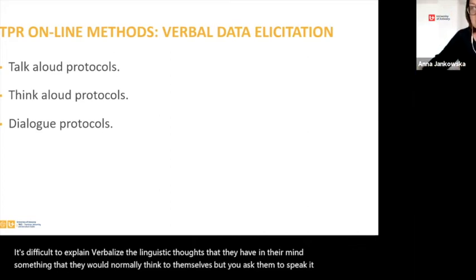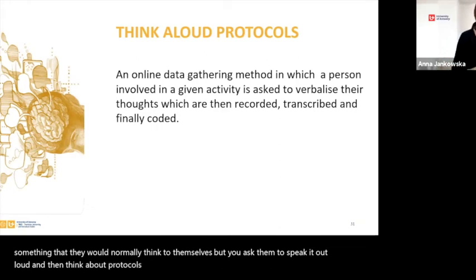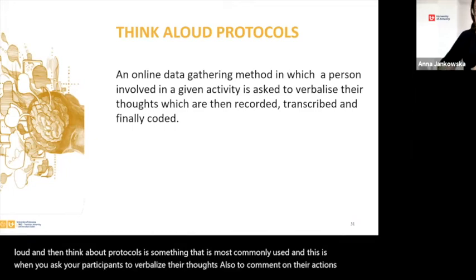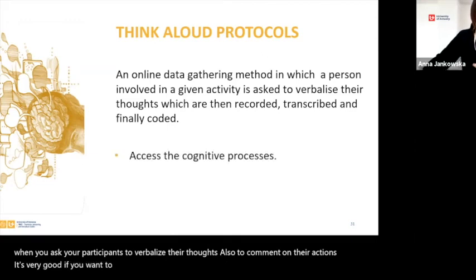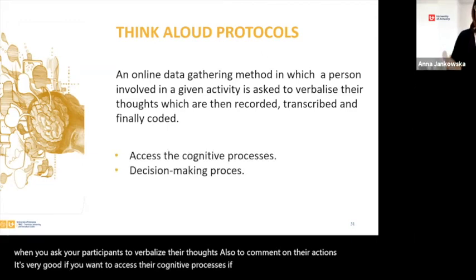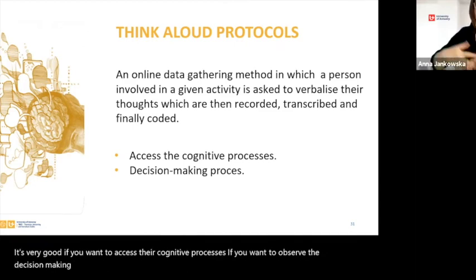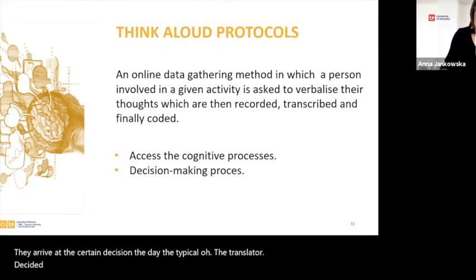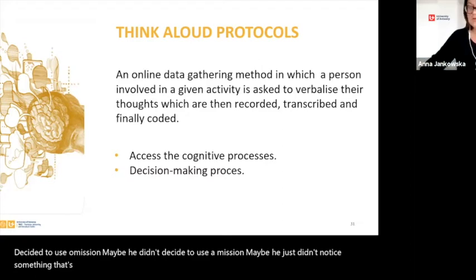And then think aloud protocols is what is most commonly used. This is when you ask your participants to verbalize their thoughts, also to comment on their actions. It's very good if you want to access their cognitive processes, if you want to observe the decision-making process, for example, of how they arrive at a certain decision. The typical example: the translator decided to use omission. Well, maybe he didn't decide to use omission, maybe he just didn't notice something. That's possible as well, especially in audio description.